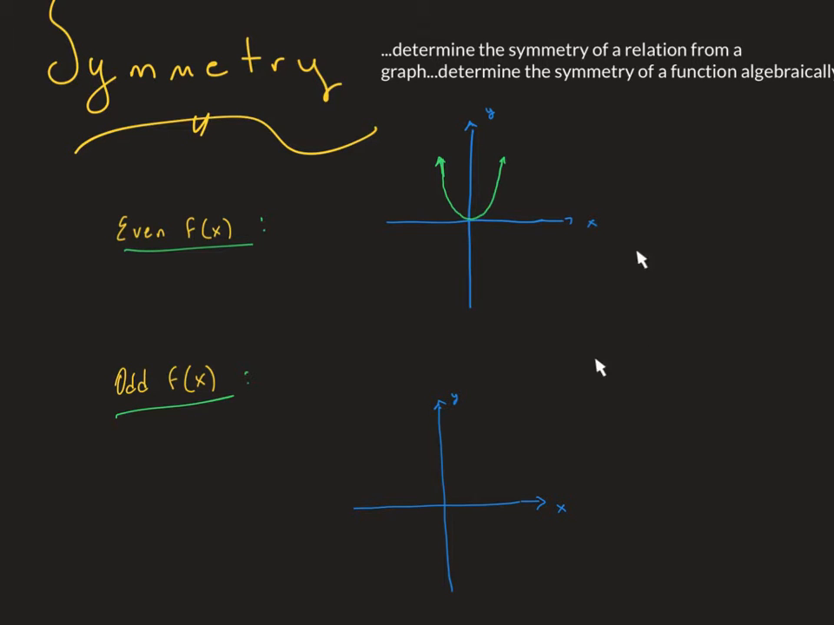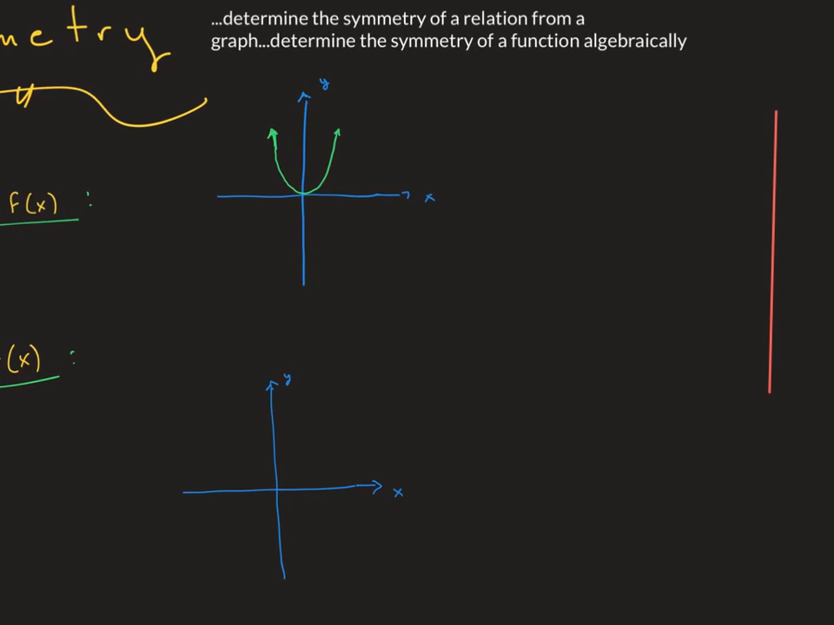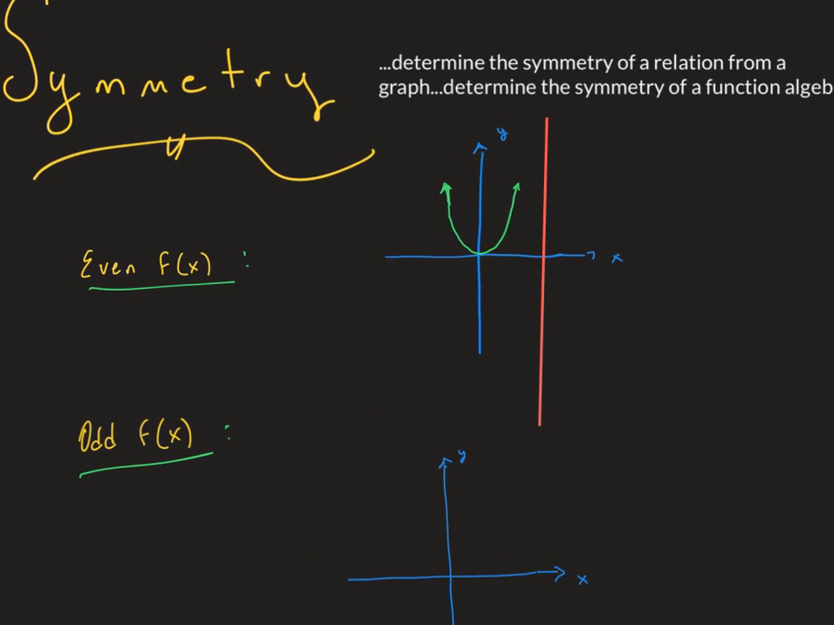And when we talk about a function, we know that a function can pass the vertical line test. So if I took a vertical line here and I ran it through my function, I only touch it one time, and that makes that green parabola a function of some sort.